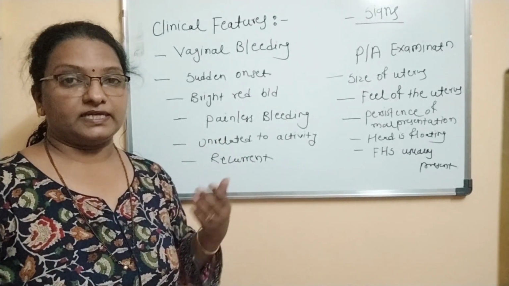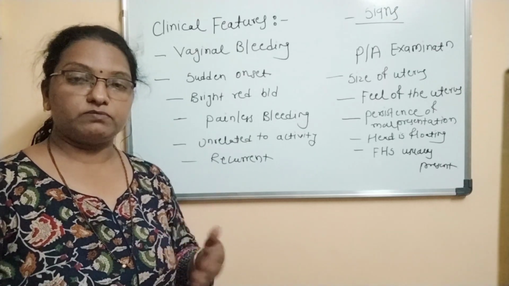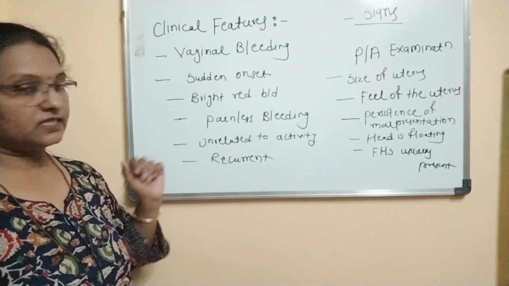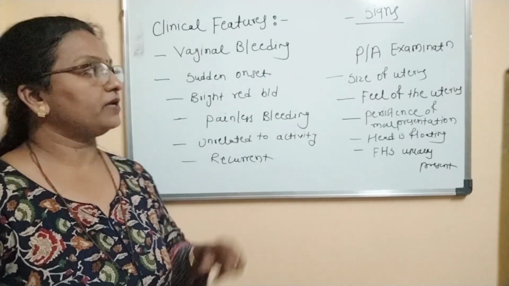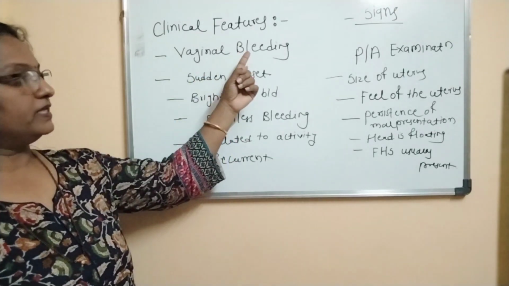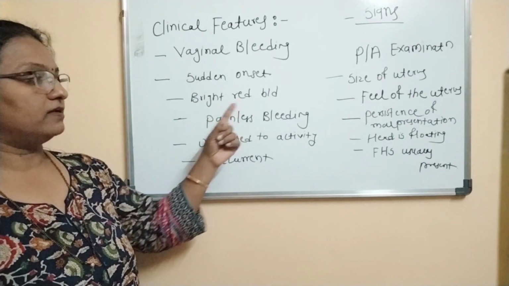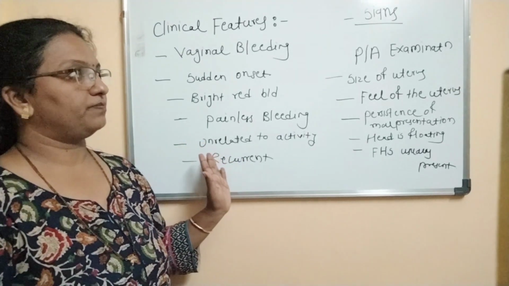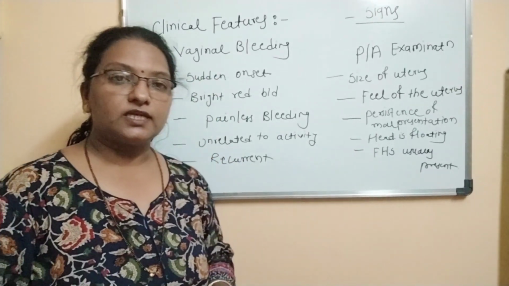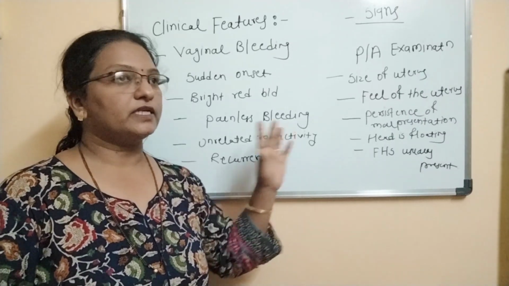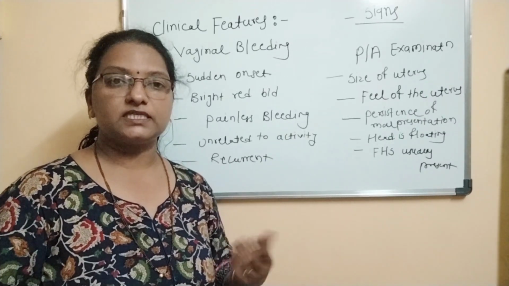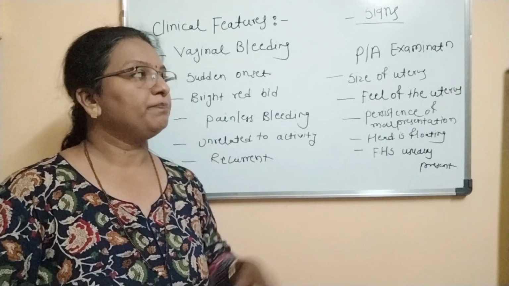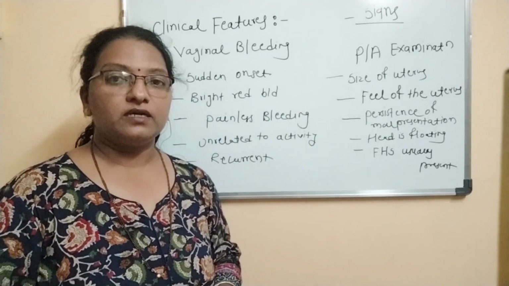Usually placenta previa bleeding will occur even in a sleeping position, so it is not always related to activity. Lastly, it is a recurrent type of bleeding. So these are the symptoms: vaginal bleeding, sudden onset, bright red in color, painless, unrelated to activity, and recurrent in nature. Then what are the signs? The general condition of the patient is always related to the severity of the bleeding. If the bleeding is heavy or severe, then the general condition of the patient will deteriorate and the patient will become anemic.